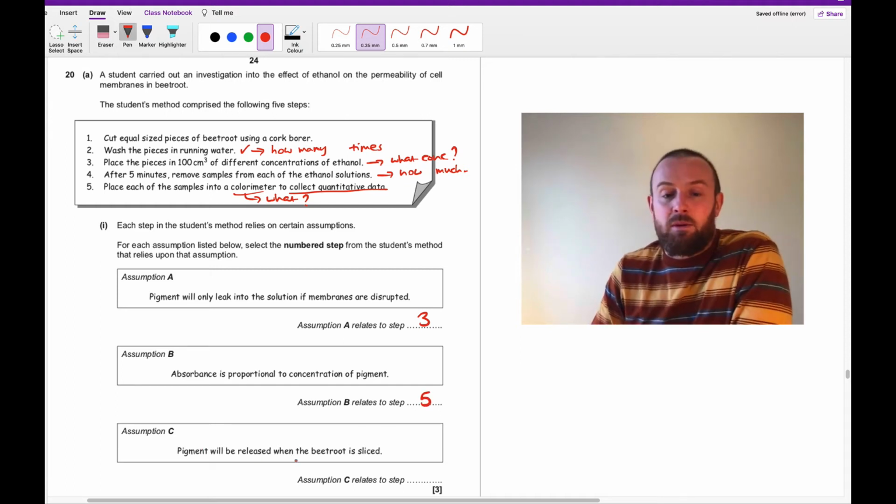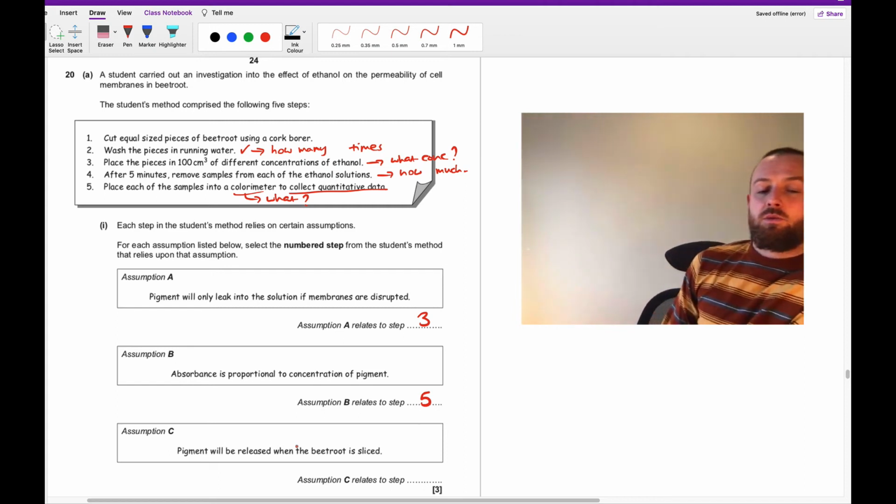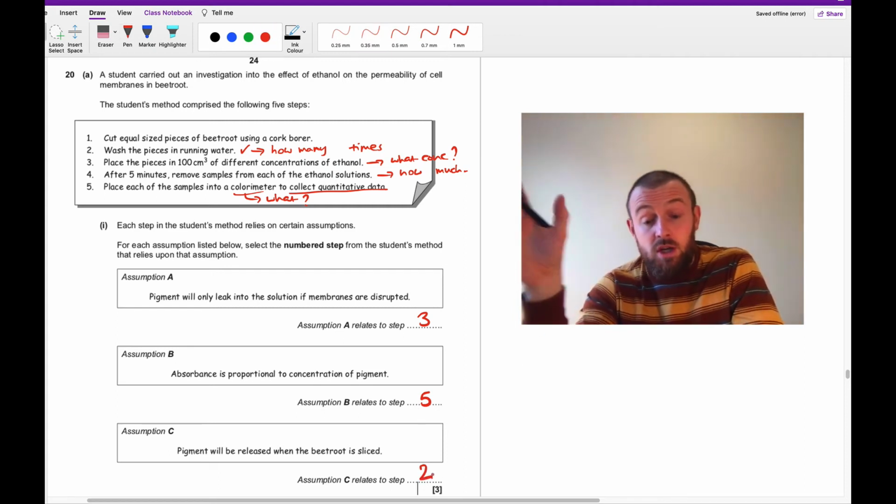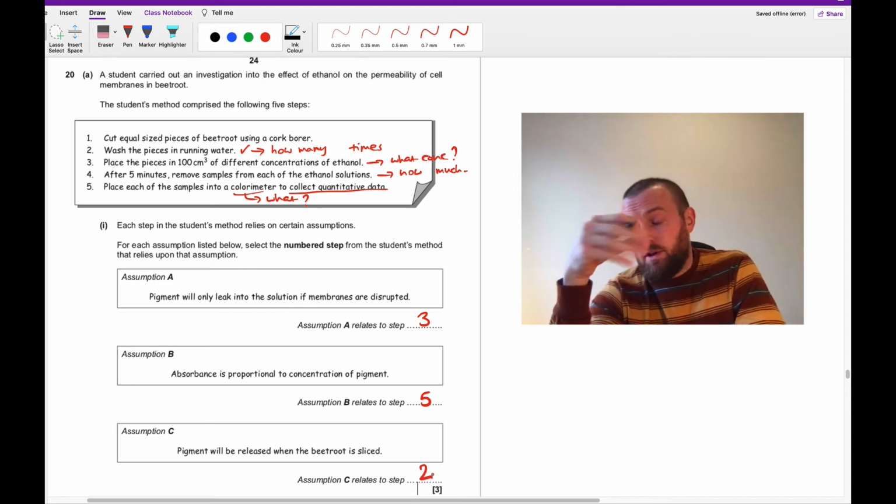Pigment will be released when the beetroot is sliced. This is to do with step 2. So when you slice the beetroot, you then have to wash to get rid of the pigment that you've released.